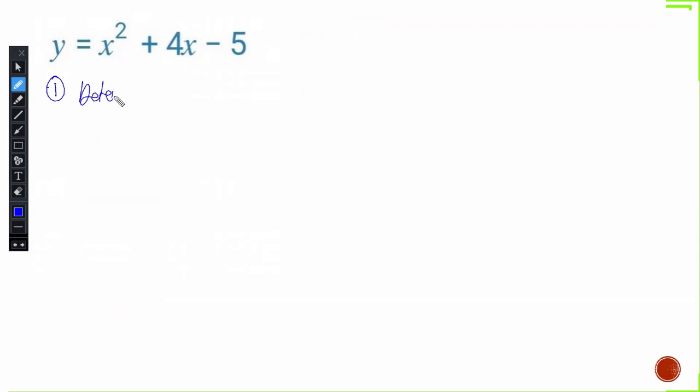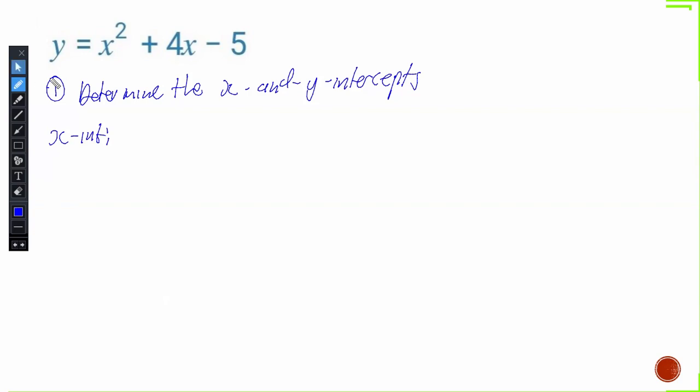so determine the x and y intercepts, right? So first, let's determine the x and y intercepts. Let's see how to calculate that. In order to find the x-intercept, you have seen from the video that I've made previously, in order to calculate the x-intercept, you need to always know that your y needs to be equal to 0, right? Now, this means that if I want to calculate here, I will simply say x squared plus 4x minus 5, and then just equate it to 0. At this point, I only need to do what?